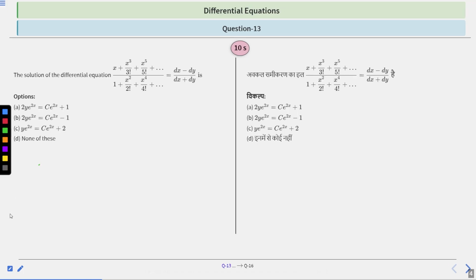Let's start with question number 13, which says: the solution of the differential equation (x + x cubed by 3 factorial + x to the power 5 by 5 factorial till infinity) upon (1 + x square by 2 factorial + x to the power 4 by 4 factorial till infinity) is equal to (dx - dy) upon (dx + dy). So, how can you approach this question?